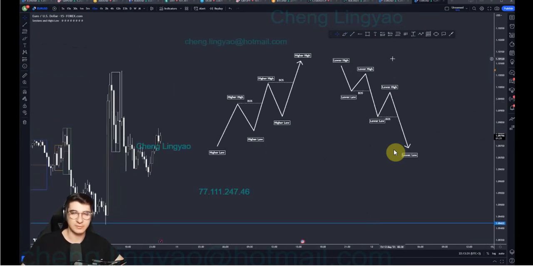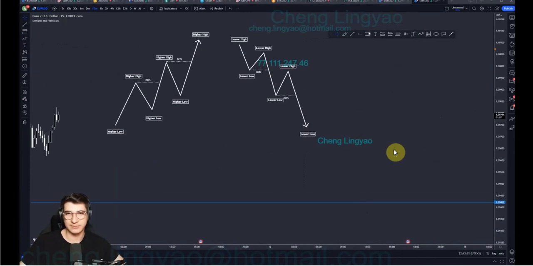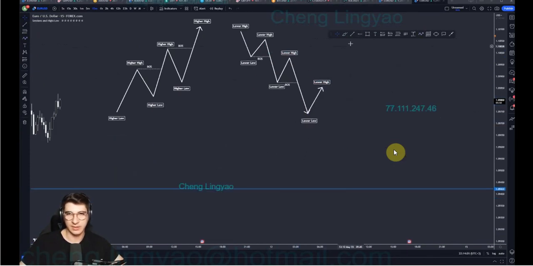Now the next concept we need to know is a change of character. The change of character is going to be basically the first break of structure in the opposite direction. In order to understand changes of character better, we're also going to need to understand supply and demand, which is going to come in the next videos. But let's say we have this bearish trend here. All right, we have another lower high that we create here, and then price is most likely going to come lower in order to create the next break of structure to the downside and create a new lower low.